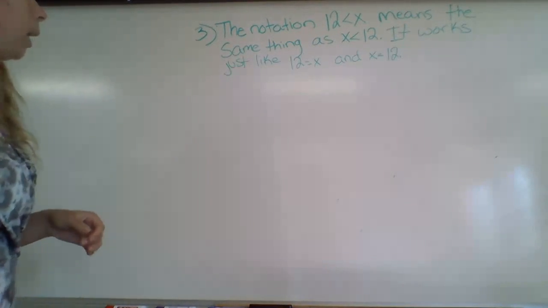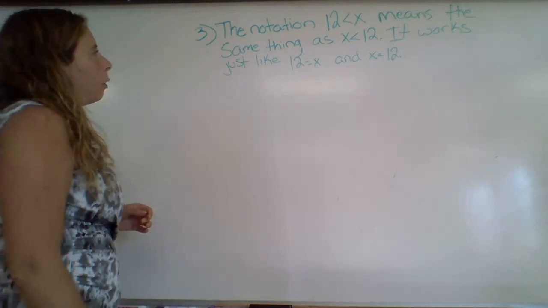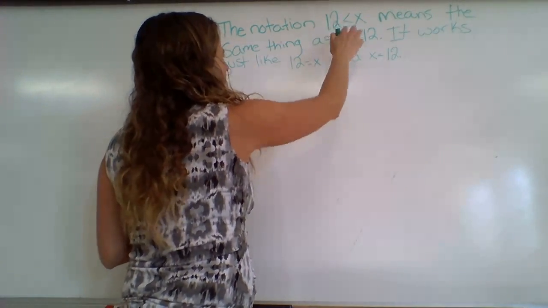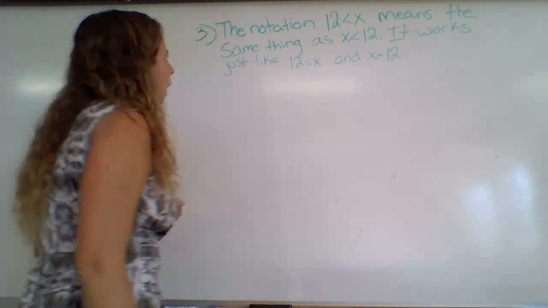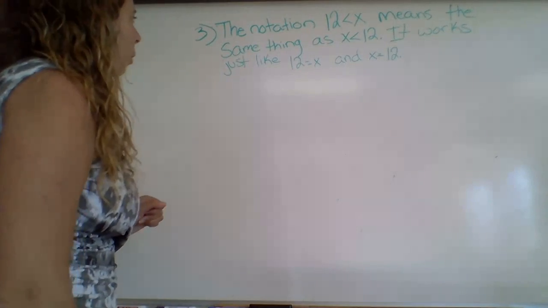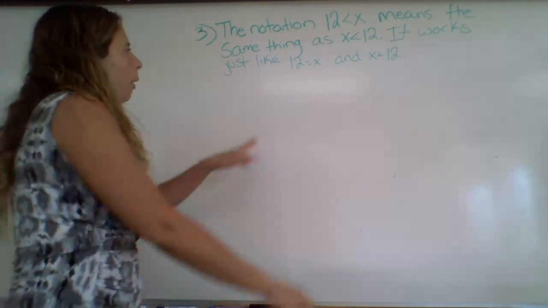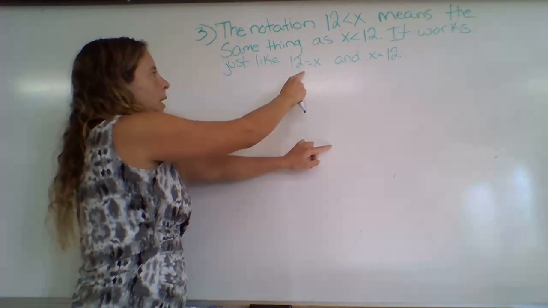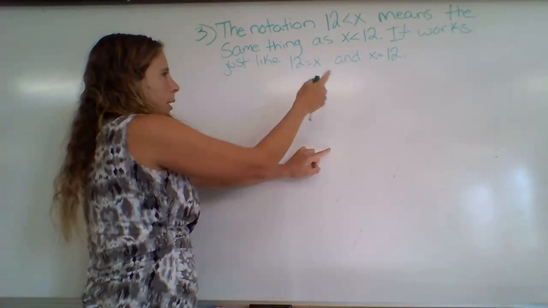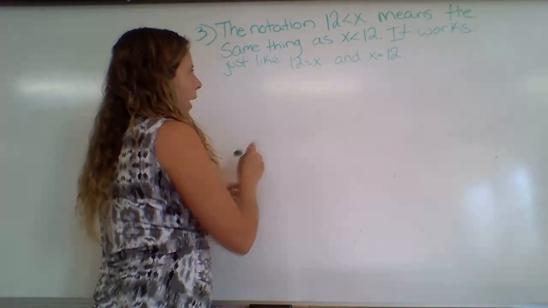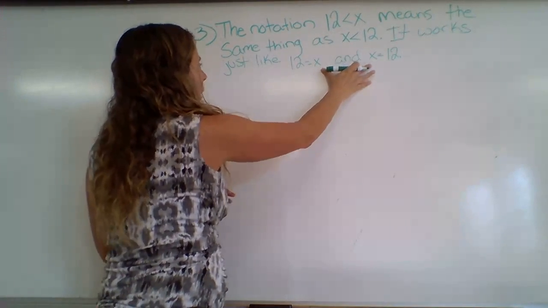So, number 3, the new notation. That's the less than sign. 12 less than x means the same thing as x less than 12. It works just like 12 equals x and x equals 12. Okay, this is true, right? You could write this either way. 12 equals x is the same thing as x equals 12. That's fine, these work.